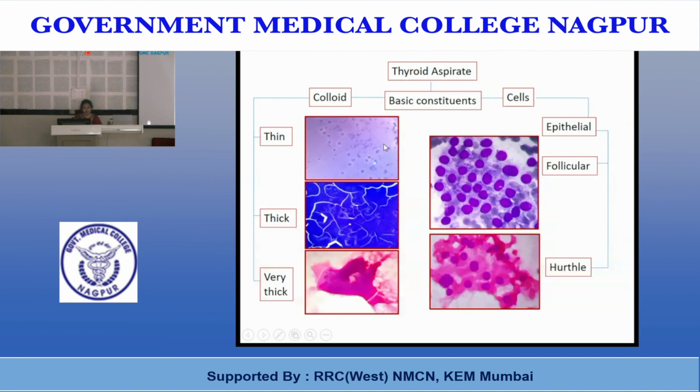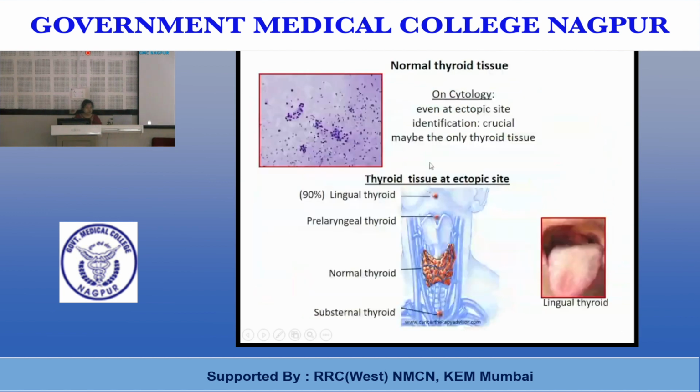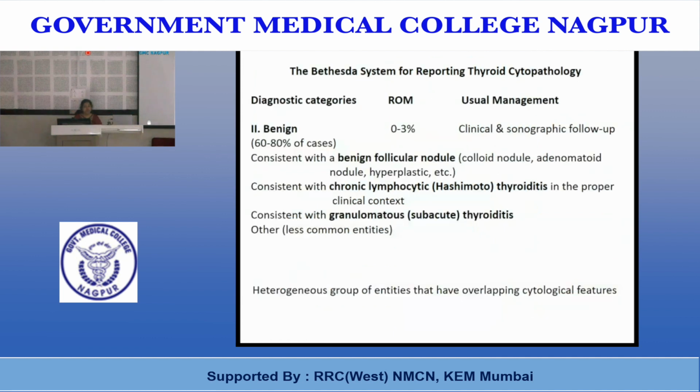So based on these basic constituents, we should be able to identify normal thyroid even if it is at an ectopic site. We've got cases as a lingual thyroid, and this identification is very crucial because it may be the only thyroid tissue the person has, and once it is removed, then he has to be lifelong on thyroid hormone therapy.